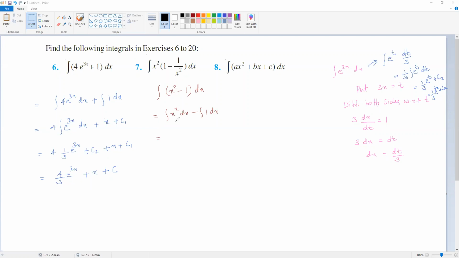Now it is x to the power n. The integral of x to the power n is x to the power n plus 1 by n plus 1. So x to the power 2 plus 1, x cube by 3. By the standard formula, integral x to the power n is x to the power n plus 1 by n plus 1, plus constant of integration, say some c1, minus integral 1 is x plus say constant of integration, some c2. So which is equal to x cube by 3 minus x plus c1 plus c2. You can consider it as a single constant c.